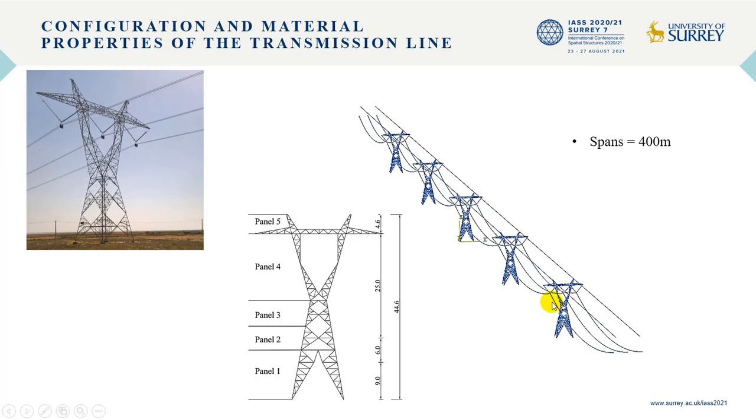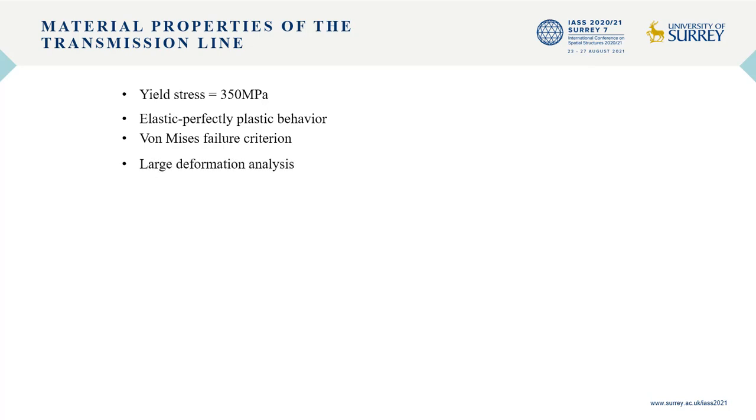Suspension V insulators were used to connect three aluminum steel reinforced conductor cables to the tower. Moreover, two steel ground cables were put on the top of the tower. The members of the tower are made from high tensile steel with yield stress equal to 350 megapascal. The material nonlinearity is included in the analysis assuming elastic perfectly plastic behavior. Also, the von Mises failure criteria is used.